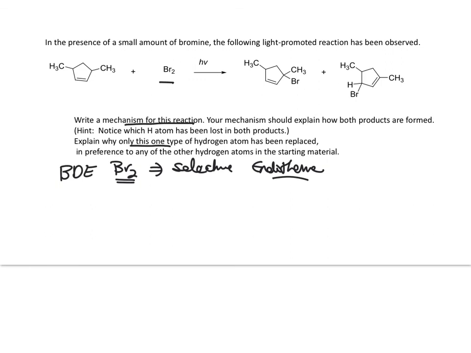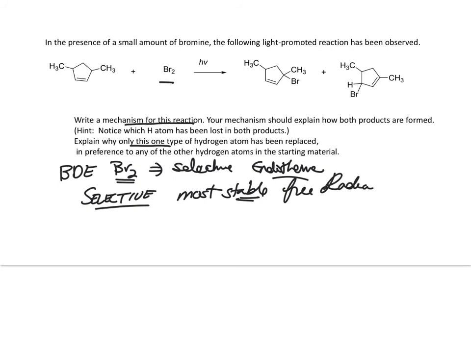Okay, so you want your most stable. Bromination is very selective. That's a key word here. Therefore, it will only make your most stable free radical intermediate. So in this case, you want to label your hydrogens, and think about where your most stable intermediates are.